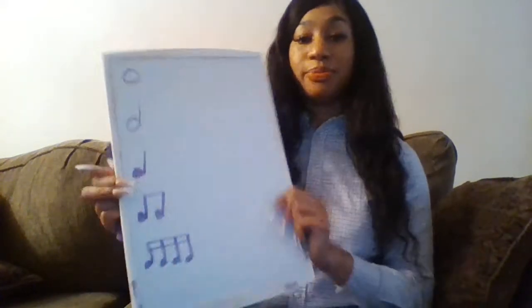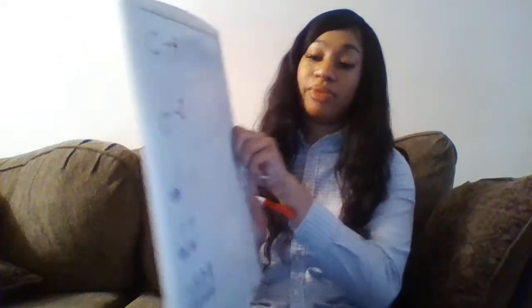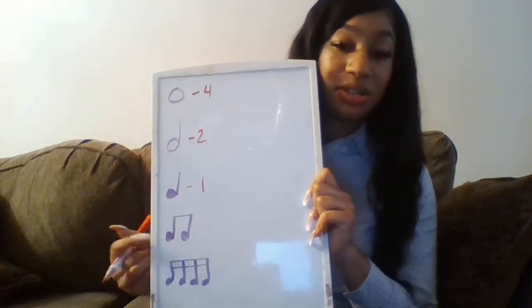All right, so as I talk, I'm going to write on the board just so you guys can have that information down. As we said, the whole note is 4 beats. The half note is 2 beats. The quarter note is 1. I'm going to explain why the group of eighth notes is 1 beat and why the group of 16ths is also 1 beat. Okay, so this is the group of eighth notes.